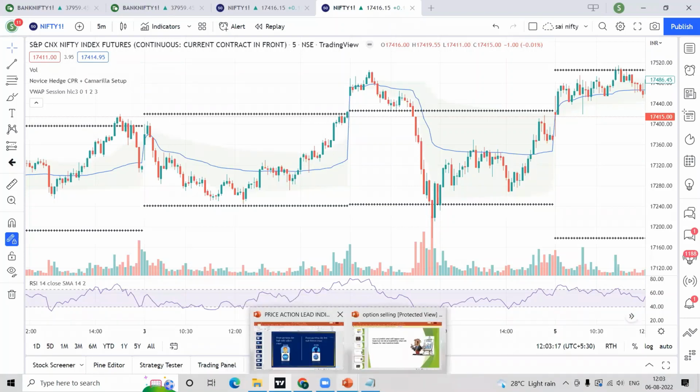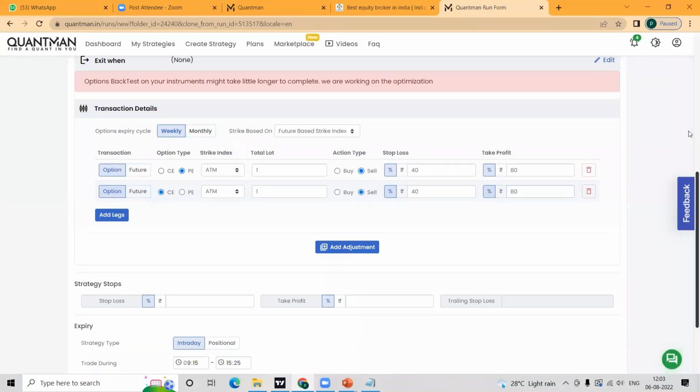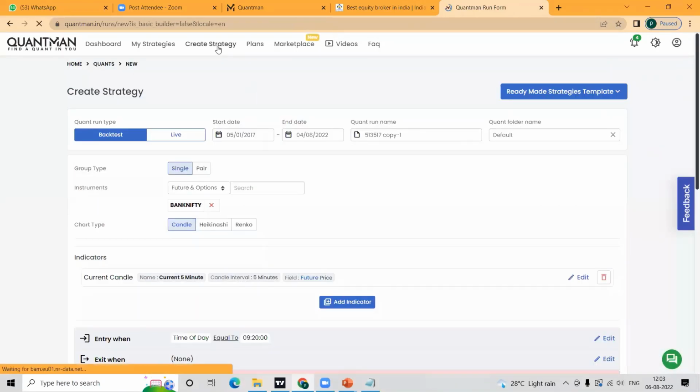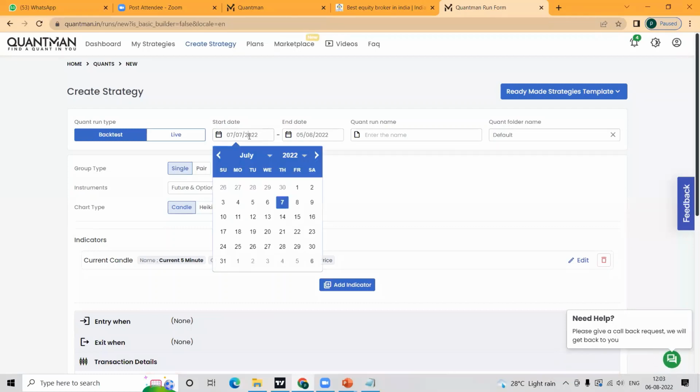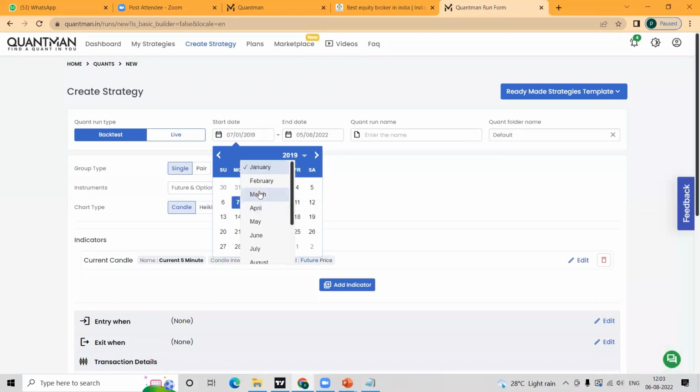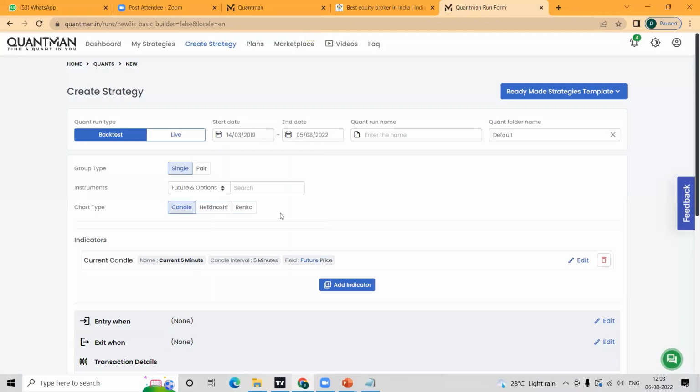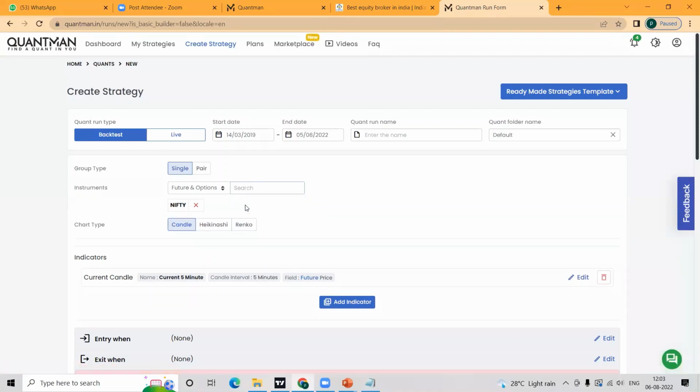How can we do that in QuantMan? Again, I am going to click the create strategy button. Backtest from March 2019 onwards. Maybe you will ask, the previous strategy you did from 2017 onwards, but now you are doing only 2019. That's because I'm going to do it with Nifty, and Nifty weekly options were only introduced after 2019.